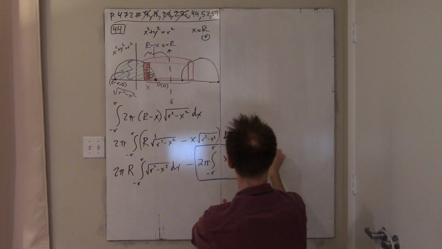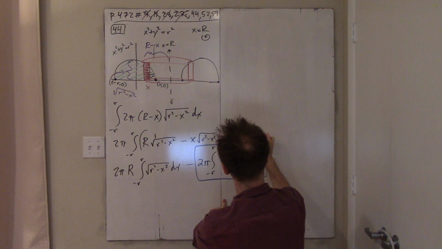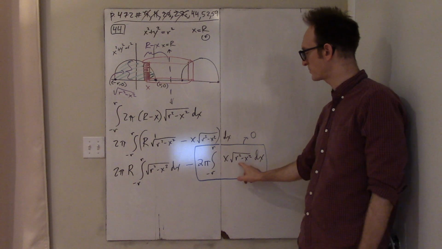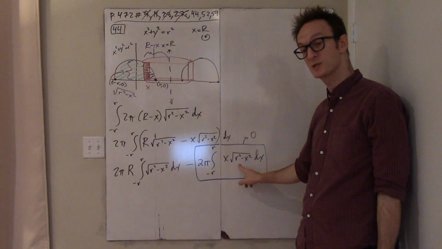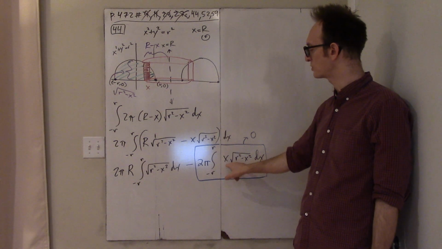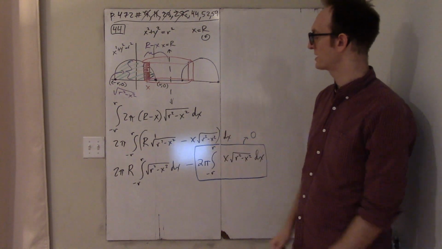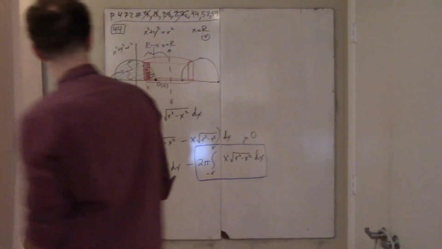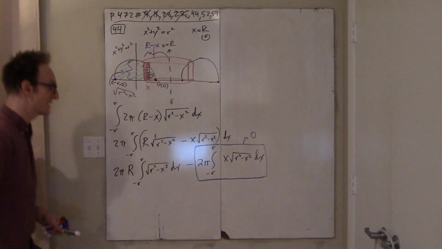But this entire integral is just 0, because root r squared minus x squared is an even function, x is an odd function, their product is odd, so that whole thing is odd, and we're going from negative r to r. Okay, so that's just gone, and now we're here, and well, what's this?